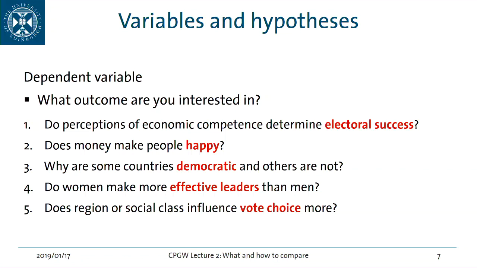So in every one of these questions, we have an outcome that we're particularly interested in. It might be electoral success, the effectiveness of leaders, or vote choice. Now, if we turn this around and ask what our independent variables are, what are the factors that determine the outcome? Let's say, what would that be for question number 3?